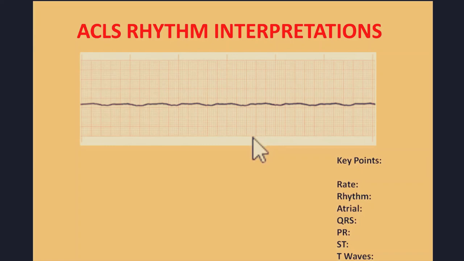Talking about asystole, here's an example of an asystole. There's no evidence of any QRS complex and no evidence of atrial activity. We're just seeing some wiggly waves, and there's practically no electrical activity in the heart. This has to be treated with epinephrine.